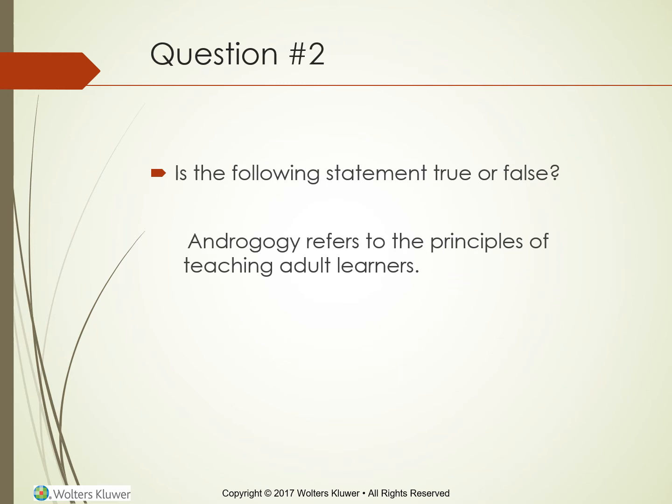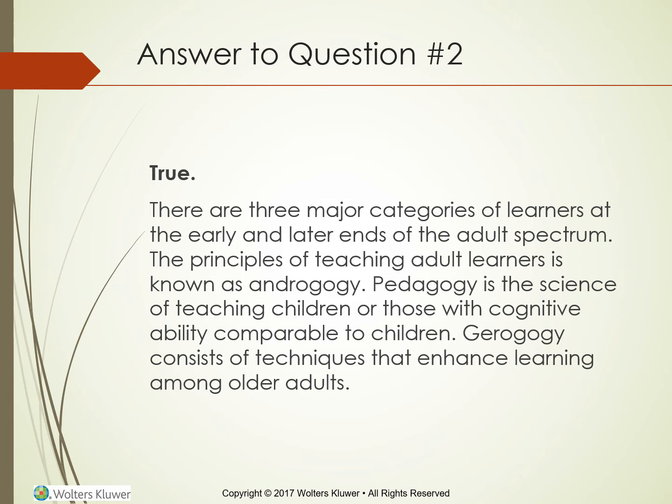Is the following statement true or false? Andragogy refers to the principles of teaching adult learners. True. There are 3 major categories of learners at the early and later ends of the adult spectrum. The principles of teaching adult learners is known as andragogy. Pedagogy is the science of teaching children, or those with cognitive ability comparable to children. Gerontology consists of techniques that enhance learning among older adults.